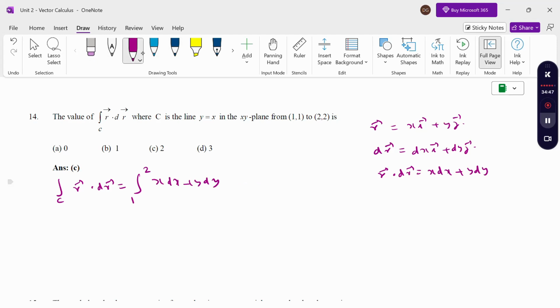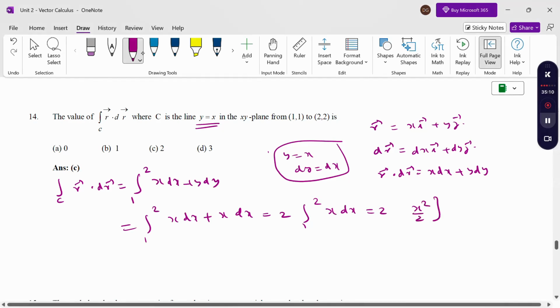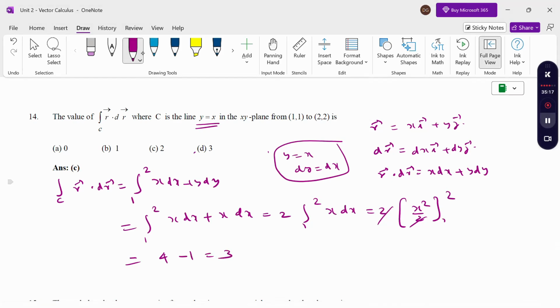Therefore the given point y equal to x. So when y equal to x, then dy equal to dx. Therefore, integral 1 to 2 x dx plus y x dy, dx. Therefore 2 times the integral of 1 to 2 x dx, then 2 times x square by 2, from 1 to 2, the 2 cancel, then 2 square 4 minus 1, 3. So the option is D, 3. The option is D.